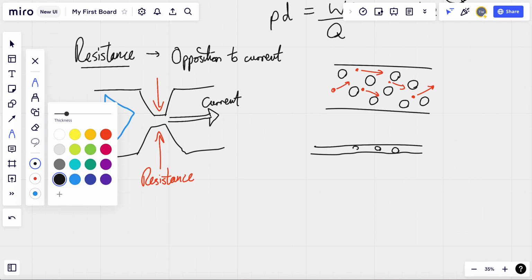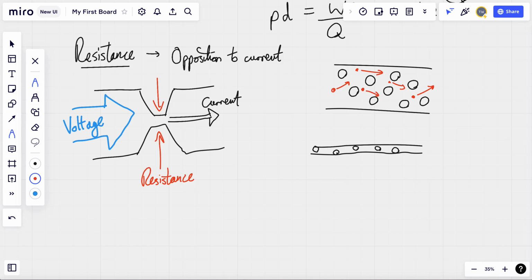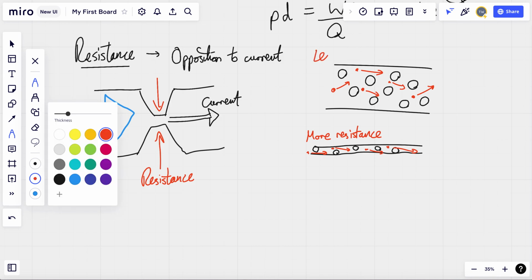Isn't that interesting? So say I've got a really narrow wire, and you can imagine it's much more difficult for these electrons to squeeze their way through. So if you have a narrow cross-section wire, really difficult, so more resistance. Think about that when you think about resistance. That's probably the most important idea for it. So if you have a really narrow wire, or you have a really long wire, it's more difficult for electrons to pass through.